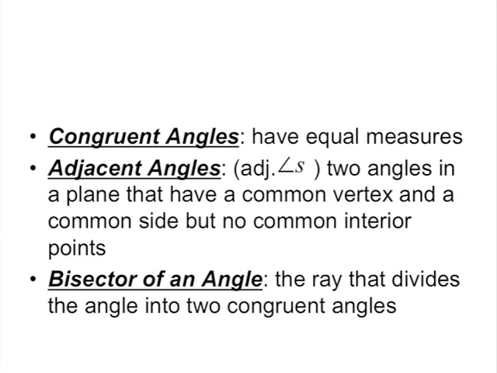Congruent angles mean that they have the same measurements. Remember, congruent means two things. Same shape, so they both have to be angles, and same size.